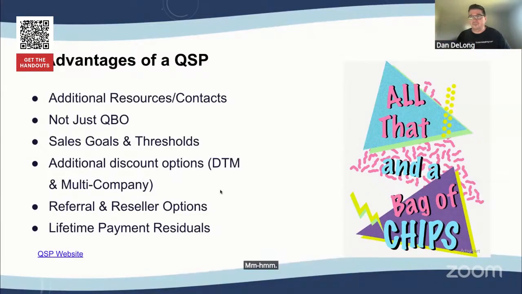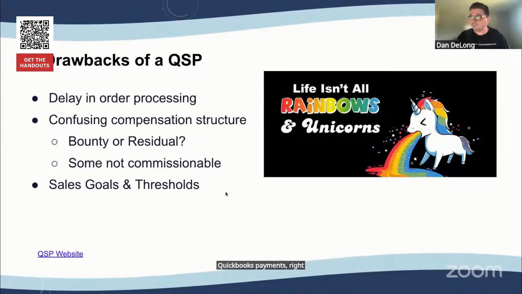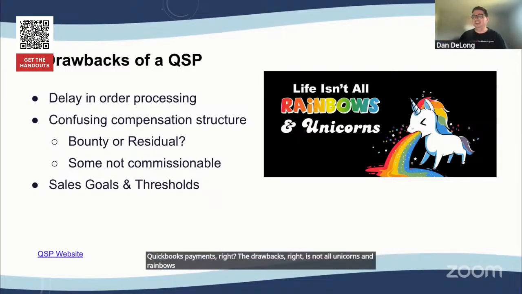They're not all that way, right? I'm not going to earn $50,000 on everyone. They just happen to be very heavy in QuickBooks Payments. The drawbacks, right? It's not all unicorns and rainbows.